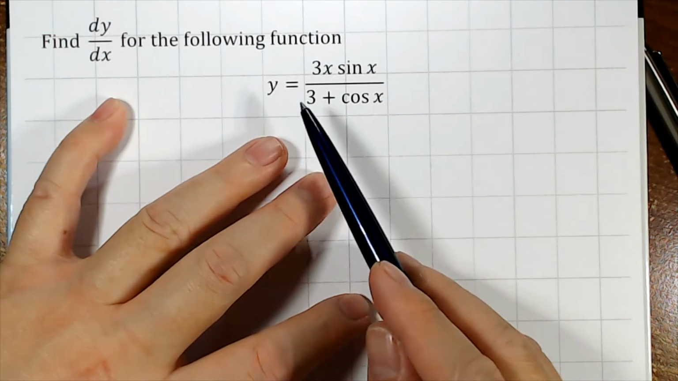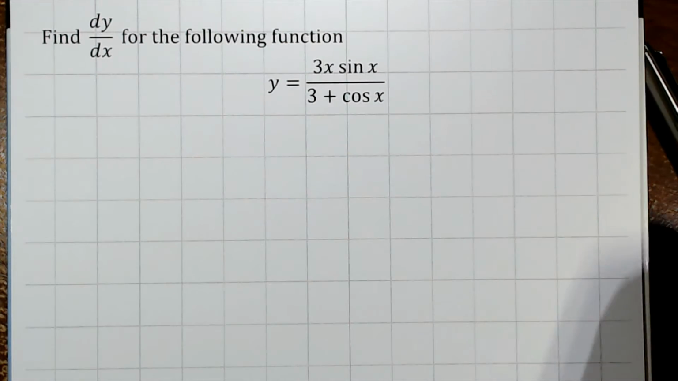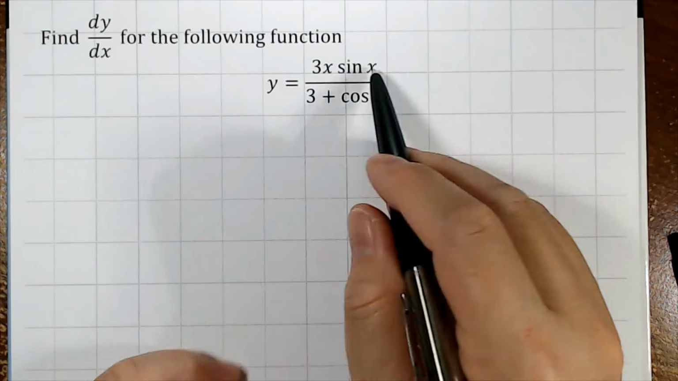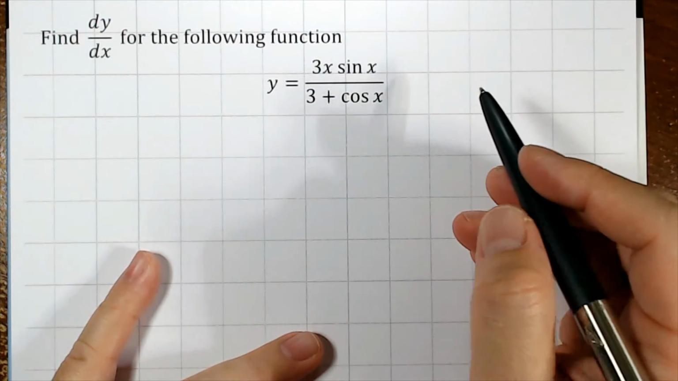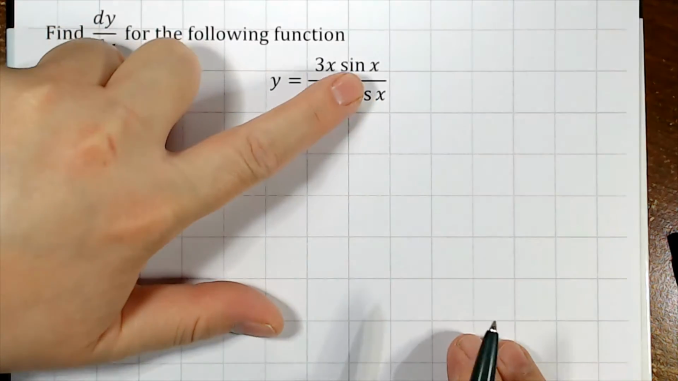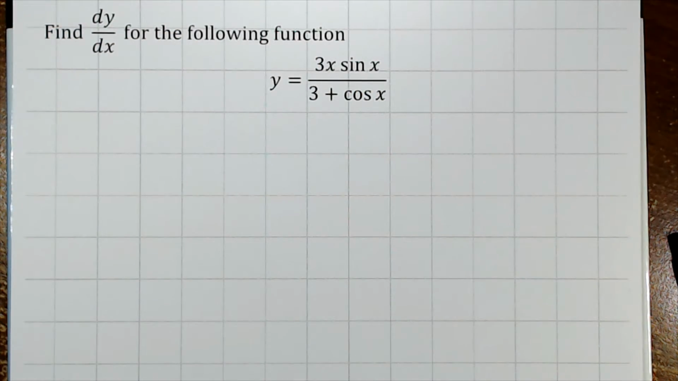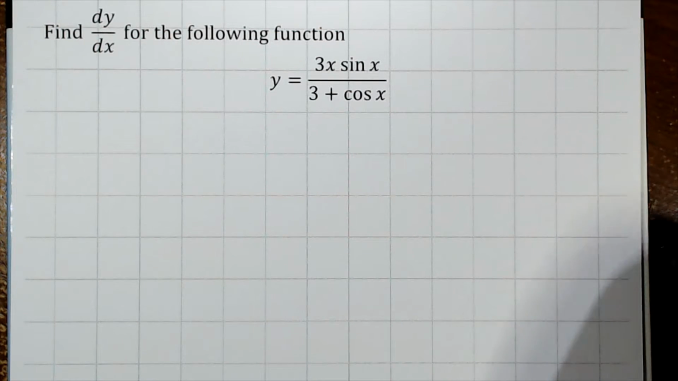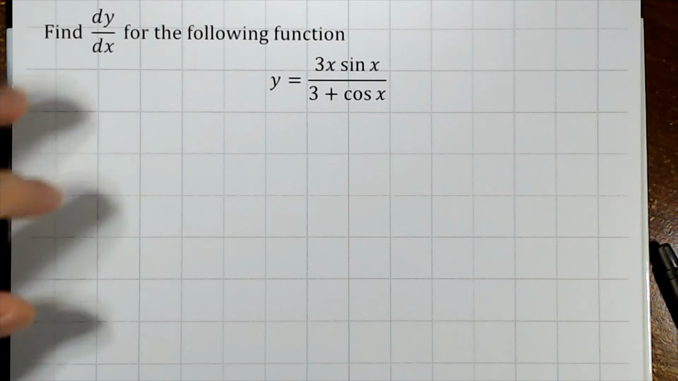Find the derivative of this function. So what we have here is obviously a quotient, so we're going to use the quotient rule. But the top function, 3x times sine x, that is the product rule. So we're going to use a product rule and a quotient rule.